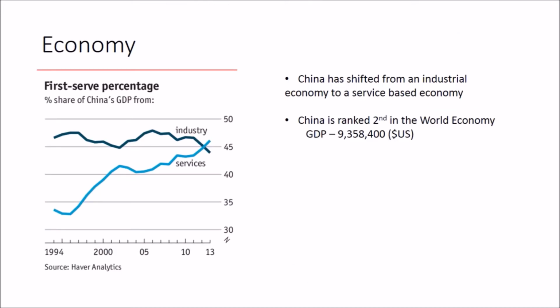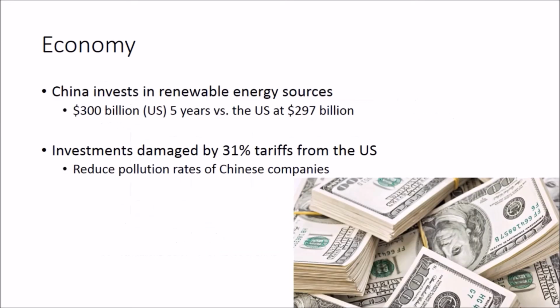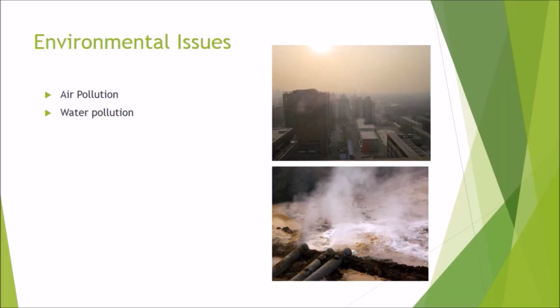The gap between the rural populations and urban populations of China is very large because of the economic focus on urban businesses, which is 35.7% of the population's workforce. China makes up 1/5 of the global investments in renewable energy, totaling close to $300 billion, followed closely by the US. The renewable market in China was damaged badly when the US imposed a 31% tariff in efforts to decrease Chinese pollution. Air and water pollution constitute China's greatest environmental concerns.